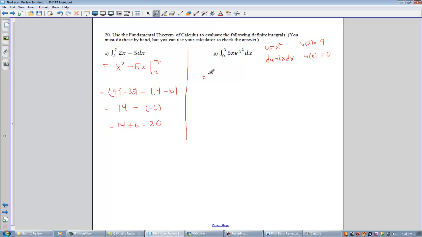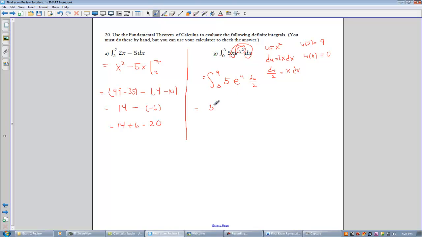So this is going to be equal to the integral from 0 to 9. Here's my u, so there's no problem there, that's going to be e to the u. But this x dx is a slight problem because I don't have x dx, I have 2x dx. That's okay because I can divide both sides by 2 and get du over 2 equal to x dx. So this is actually a 5, and then x dx is my du over 2.